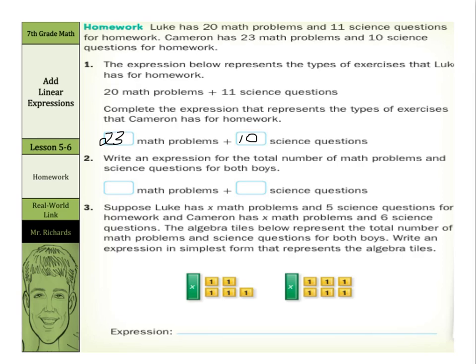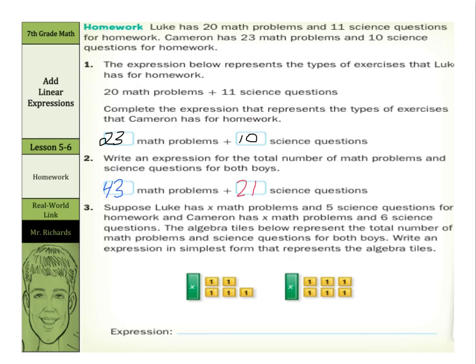Now, write an expression for the total number of math problems and science questions for both boys. Well, Luke had 20 math problems and Cameron had 23, so if we add the 20 with the 23, we would end up with 43 math questions. And if we added the 11 science questions from Luke and the 10 science questions from Cameron, our result there would be 21 science questions. Again, keeping them separate, we have 43 math problems and 21 science questions.